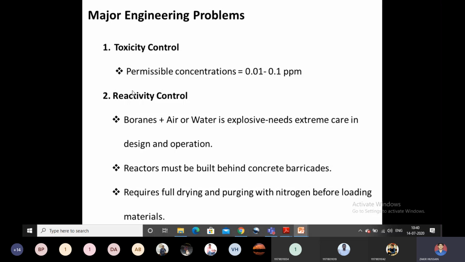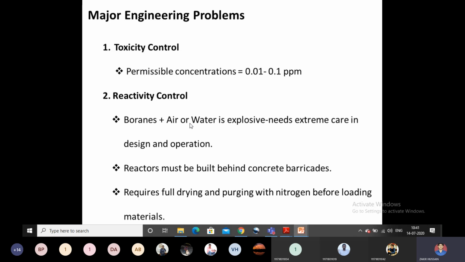The next one is reactivity control. Since boranes, we already know, are highly explosive components, when these boranes react with air or water present inside the reactor, it will give an extremely explosive reaction. So we need to take care in the design and operation of these borane production reactors, so that they will not react with air and water.